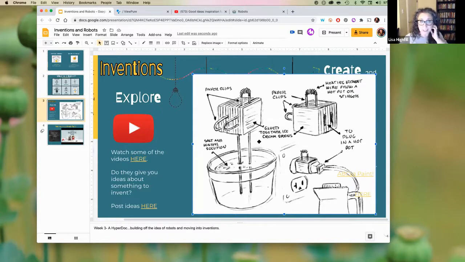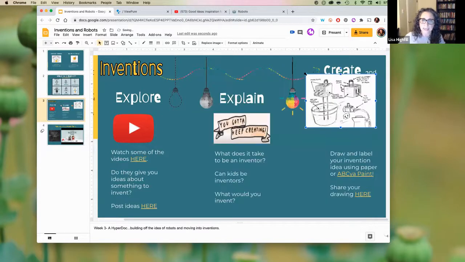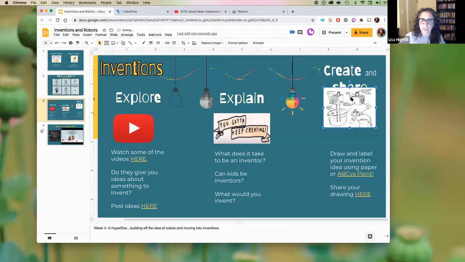Again, trying to engage students on a Zoom call, and instead of me telling them. So they noticed there were arrows and there was text and there were pictures. And I said, all of those things are really important so that I can understand what your invention is. And so could you please do that with your drawing? And so the instructions are written. We went over it. Draw and label your invention using paper or ABCya or Paint.